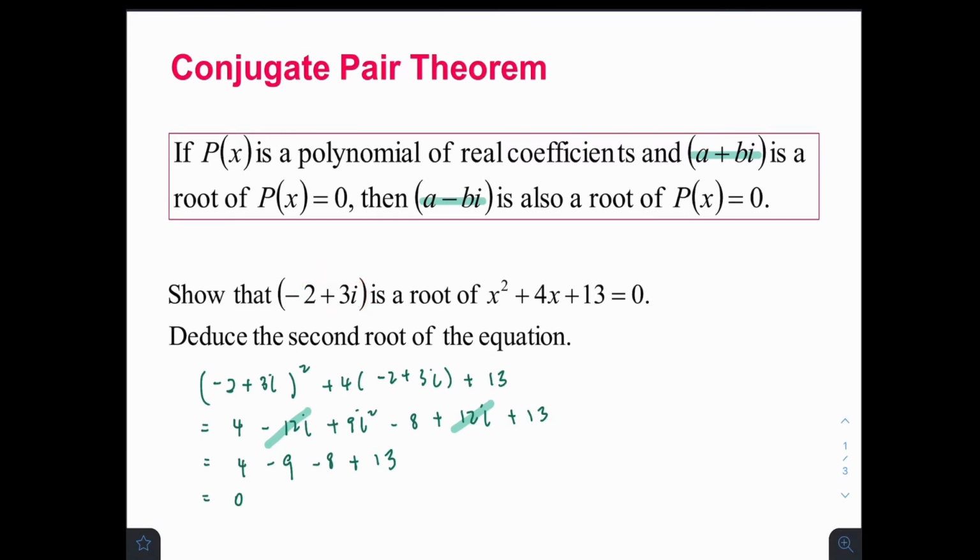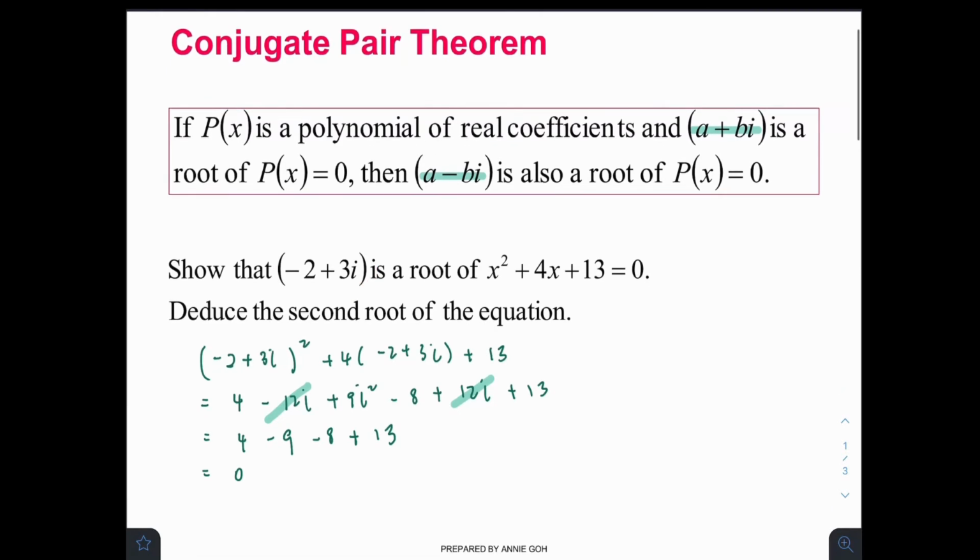So second part here, to deduce the second root of the equation, since we know that the first root is a complex root, then automatically the second root will be the conjugate root. So the second root here, you can straight away write negative 2 minus 3i. This will be the second root, which is the conjugate of this.